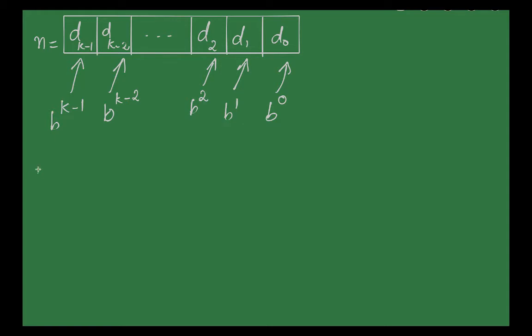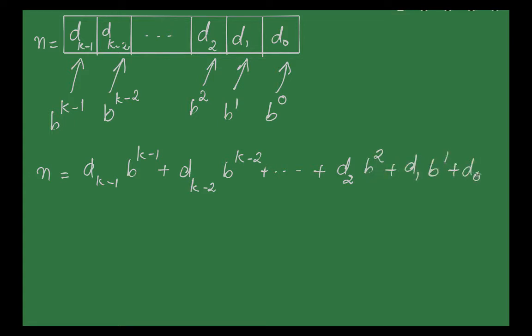So we can express n as the sum dk minus 1 into b raised to k minus 1 plus dk minus 2 b raised to k minus 2 plus etc. plus d2 into b square plus d1 into b raised to 1 plus d0. We need to find these digits dk minus 1, dk minus 2 and so on, d0.